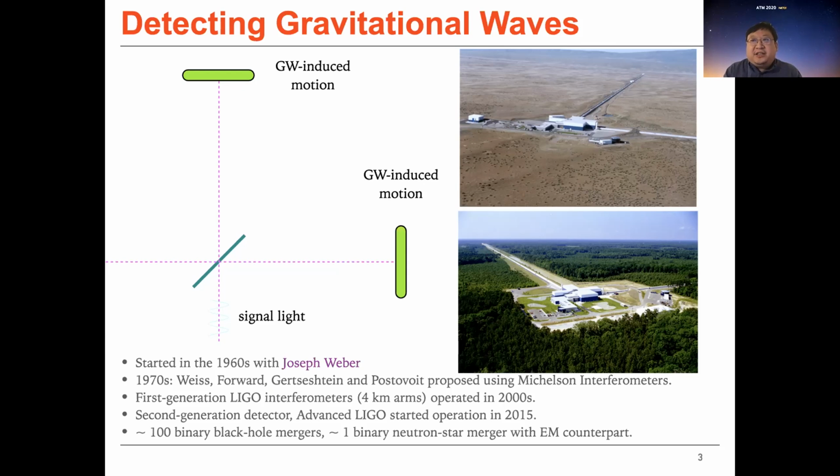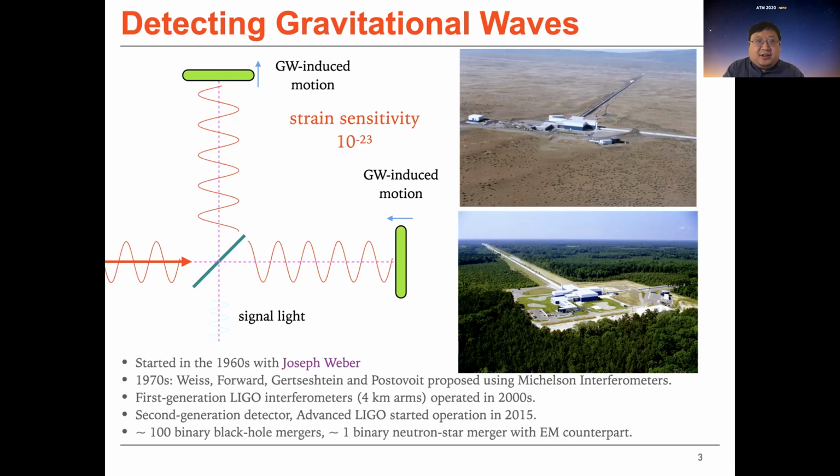The detection in principle is very simple. It's a Michelson interferometer where light comes in and measures the differential arm length change induced by the gravitational waves. And the sensitivity is very good: these detectors are right now able to measure a strain of 10 to the minus 23. This is the sensitivity that enabled the detection of gravitational waves.